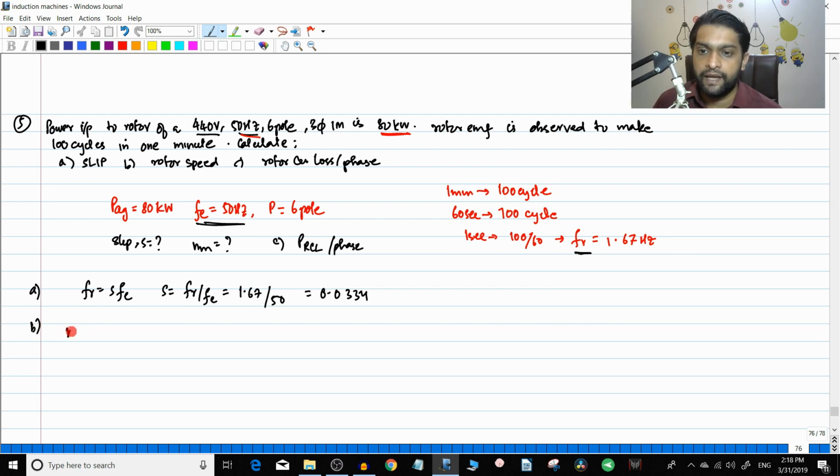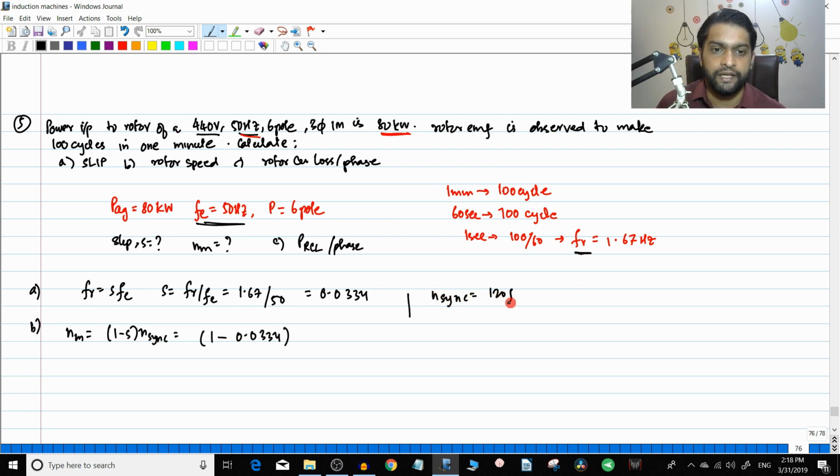And the rotor speed, NM, will be equal to (1 minus S) into N sync. Simple formula. So this will be 1 minus 0.0334. And what is the N sync value? You can easily find it. So N sync is equal to 120 F electrical divided by P. So the P value they have given.